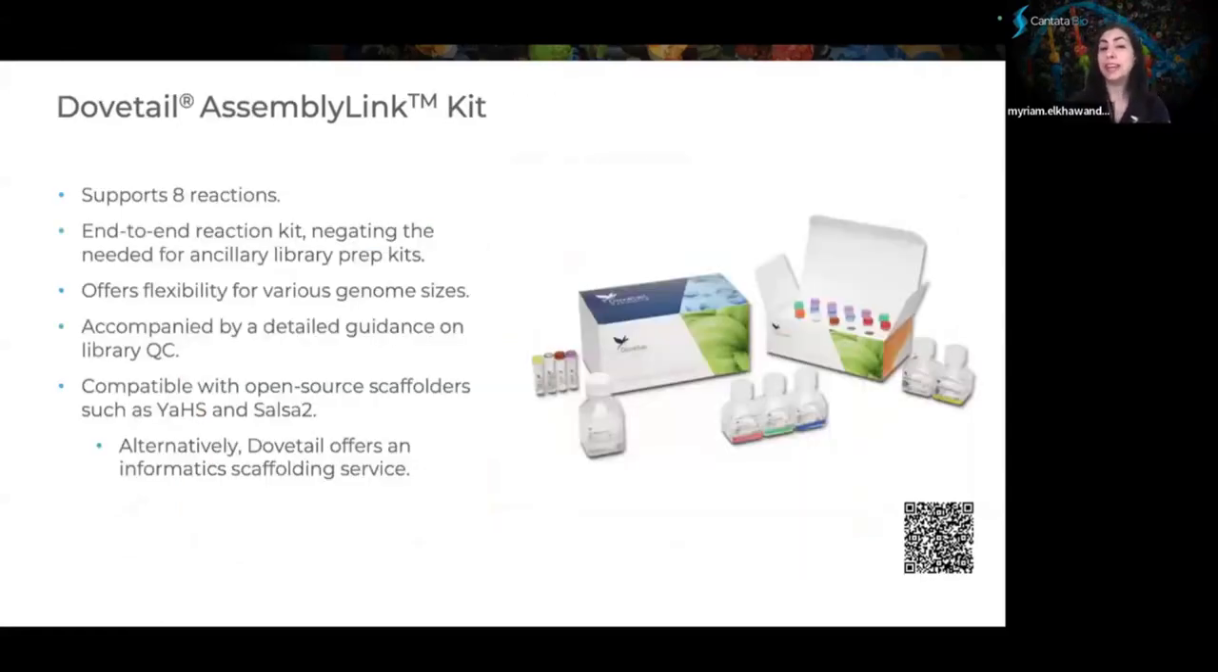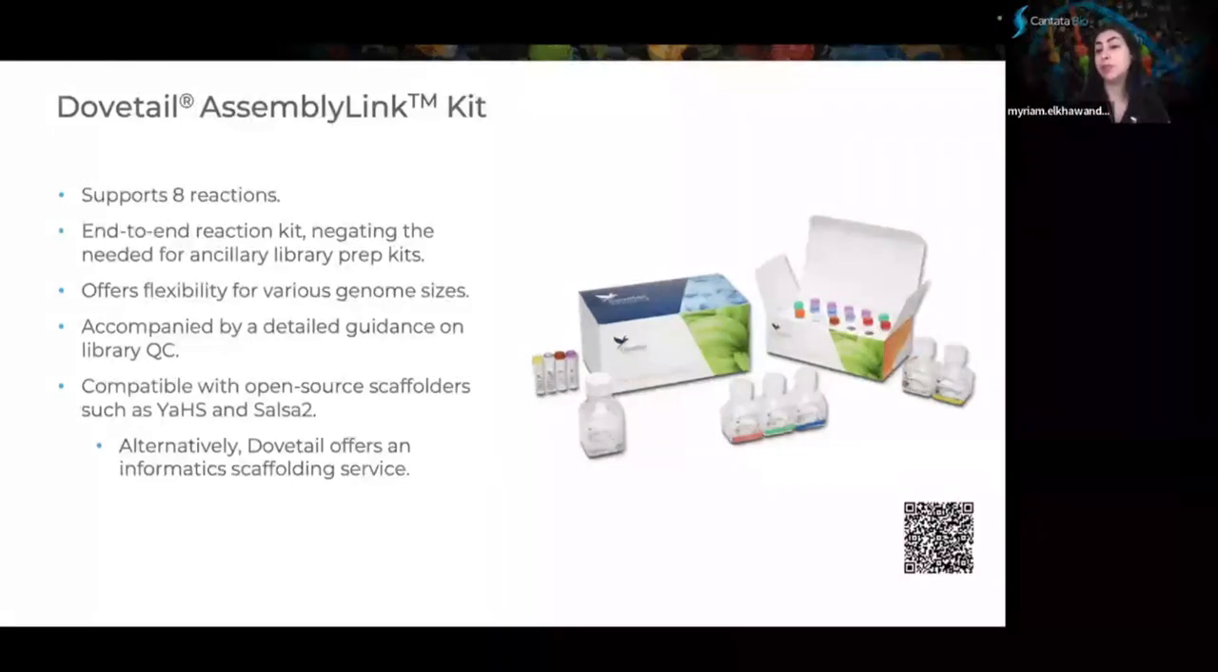So we're currently offering the AssemblyLink assay as a kit. The kit supports 8 reactions. It's an end-to-end reaction kit, so there is no need to purchase additional library preparation kits. It offers flexibility for various genome sizes, so you're able to split the proximity ligated DNA into multiple libraries if you're working with large genome sizes, so more than 3 gigabases. You don't have to repeat the workflow from the beginning. You can use your proximity ligated DNA and convert that into multiple libraries to support the depth that you need for your genome size.